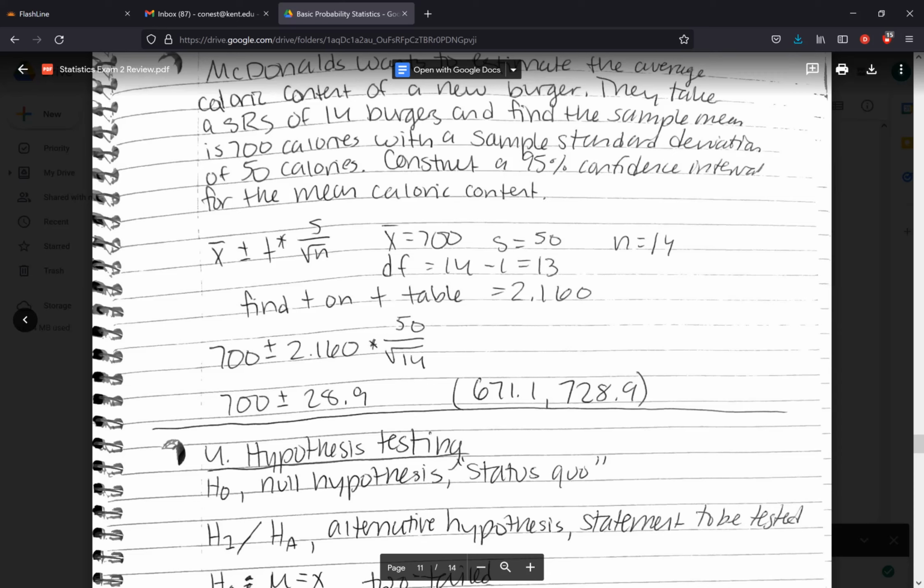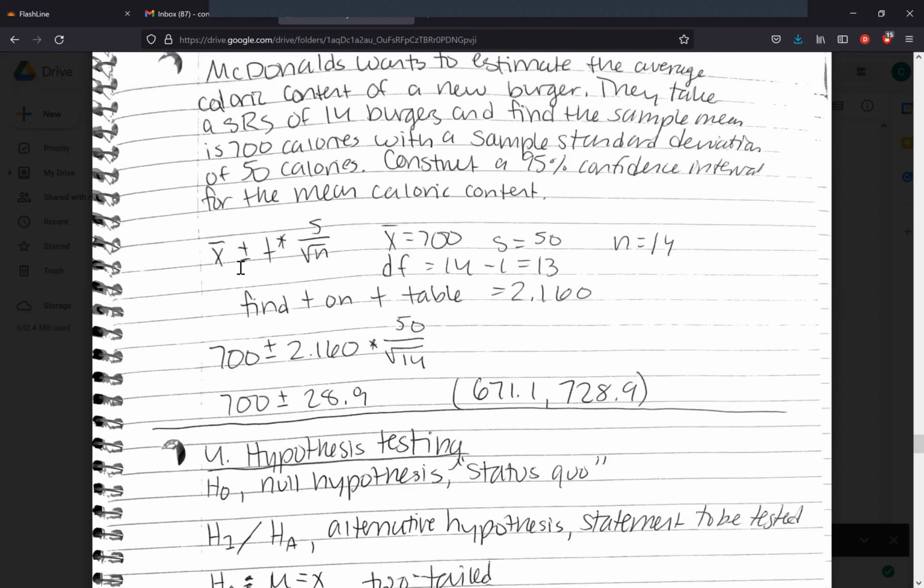So again, we have our basic confidence interval formula, x bar plus or minus t star times s divided by radical n. In this case, our x bar, our sample mean, is 700. Our sample standard deviation is 50. We have a sample size of 14. We can find the degrees of freedom, which is just n minus 1, so 14 minus 1, which equals 13. This is important for finding t on the t-table.